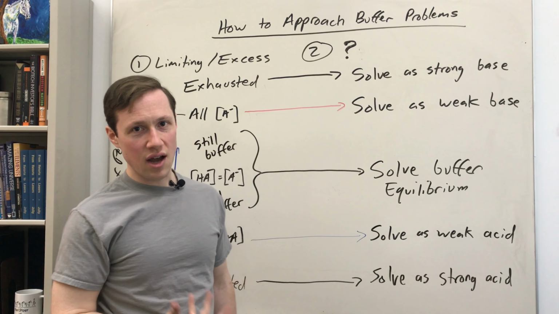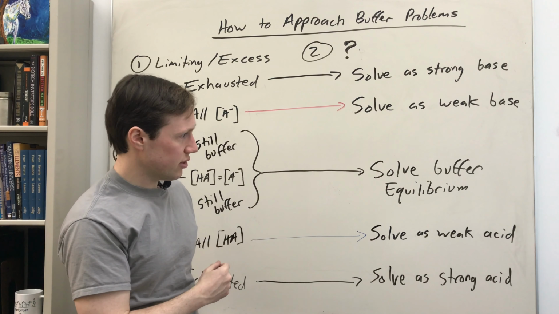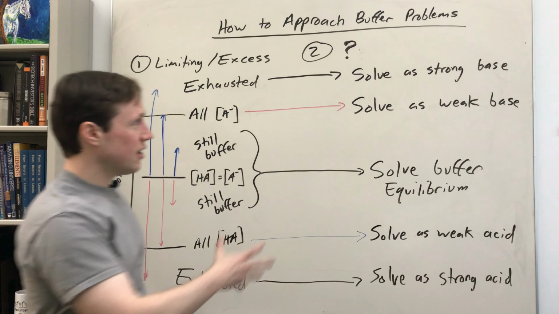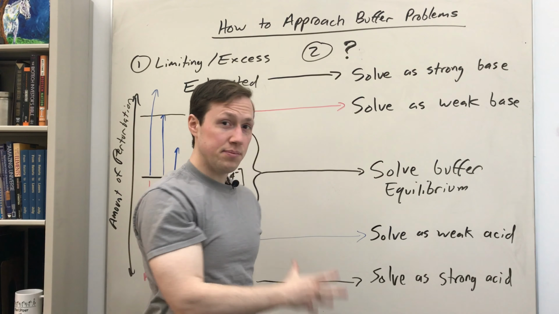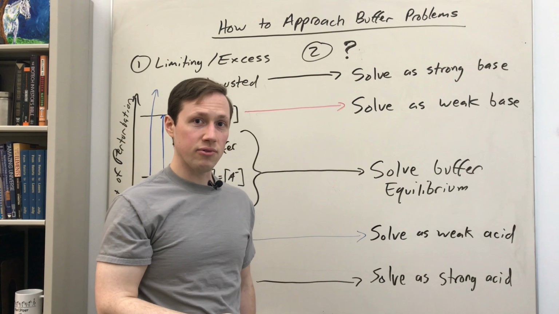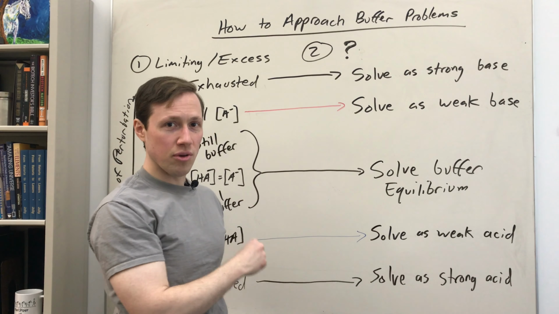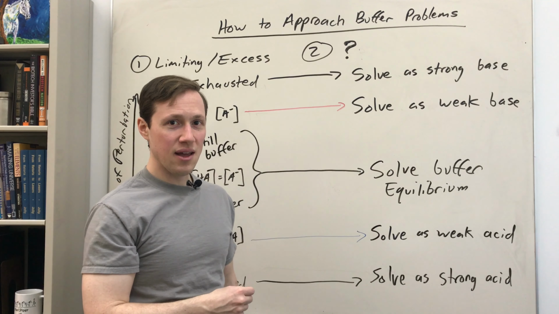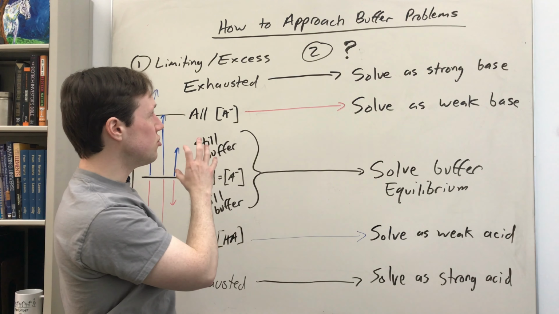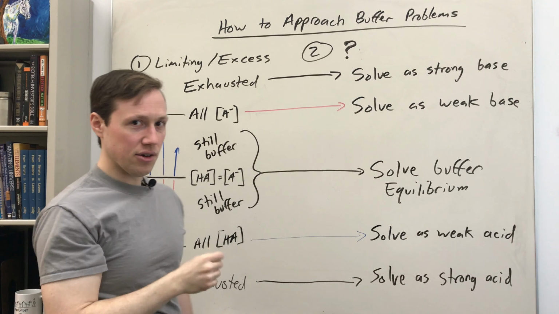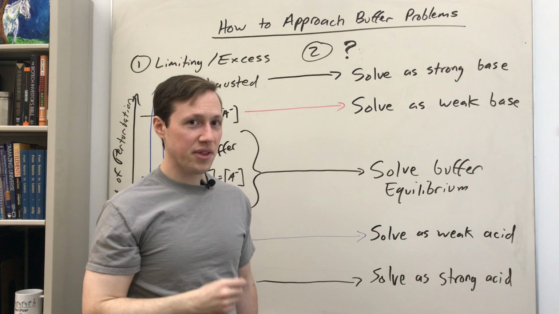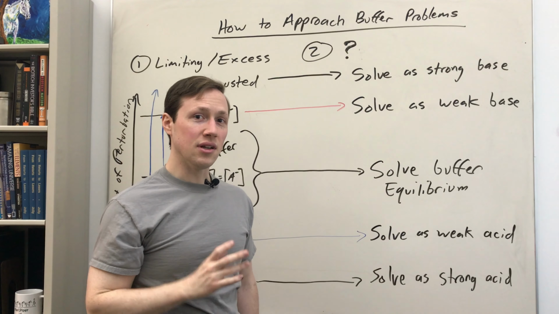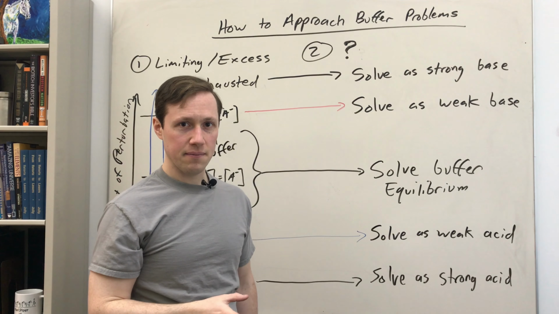Now, some important caveats to point out, or related aspects of this. Maybe the most important that I want to point out is that there are 5 possible types of problems that you might solve as a result of perturbing a buffer. You don't know which of these 5 you'll be doing until you have finished doing that limiting and excess calculation. So if something is being added to a buffer and it's reacting, your immediate thought should be, I need to do limiting and excess math.